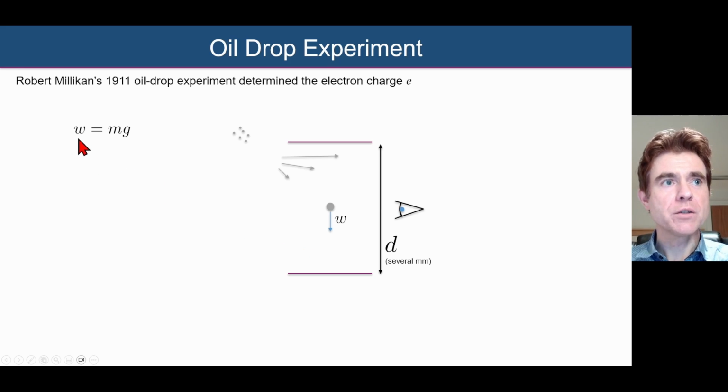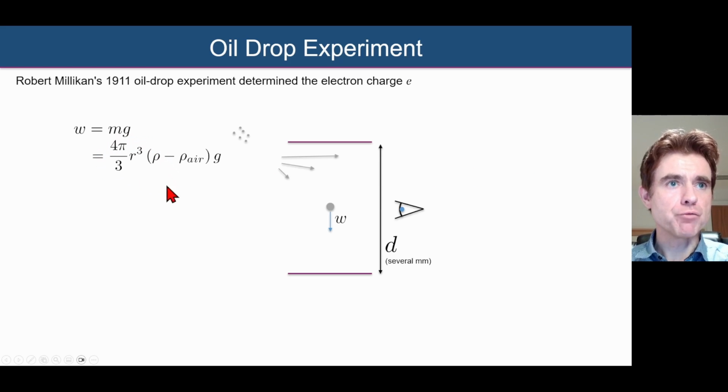And so the weight, the force acting downwards due to gravity, the weight is equal to mass times acceleration. And so that's just Newton's second law, where the acceleration is due to gravity. So that's typically about 9.8 meters per second squared. So this is just the downward force due to gravity acting on one of the oil drops.